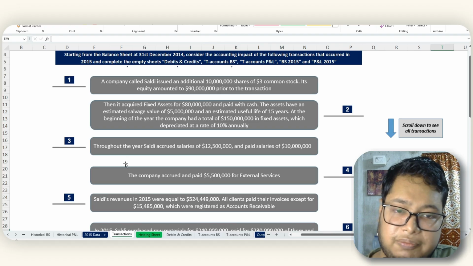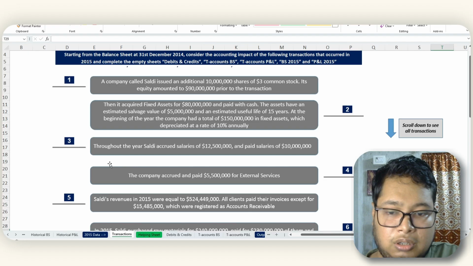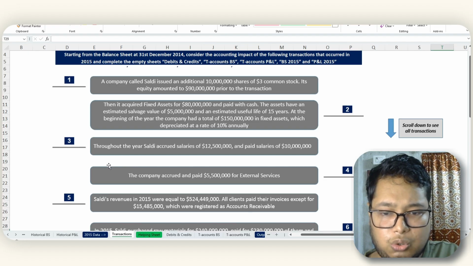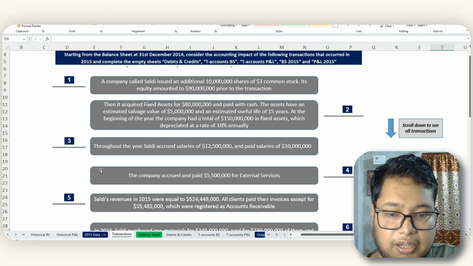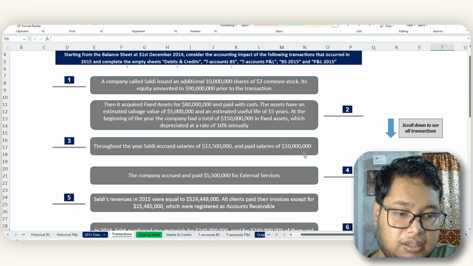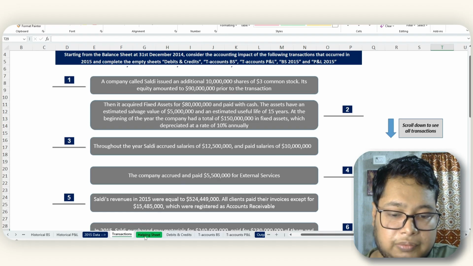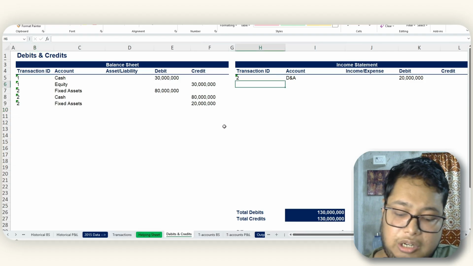From there it has been given, so that's what I'm doing right now. Okay, so, too many transactions. What is the third transaction saying? Throughout the year, Saldi accrued salaries of $12,500,000 and paid salaries of $10 million. Okay, salary. The cash movement will be done for sure, and we have to debit the salary first. So this is the third transaction.